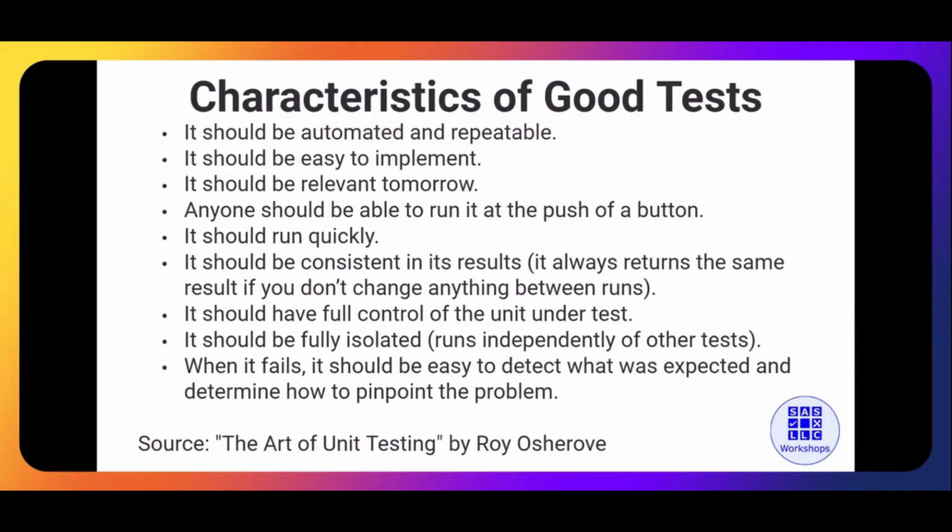It should be consistent in results, right? So it always returns the same results unless you change something. It should have full control of the unit under test. The unit under test is the software that you're testing. So the test should be able to control all the inputs and outputs, and we'll talk a little bit more about that. It should be fully isolated, so all the tests should run independently of any other tests.